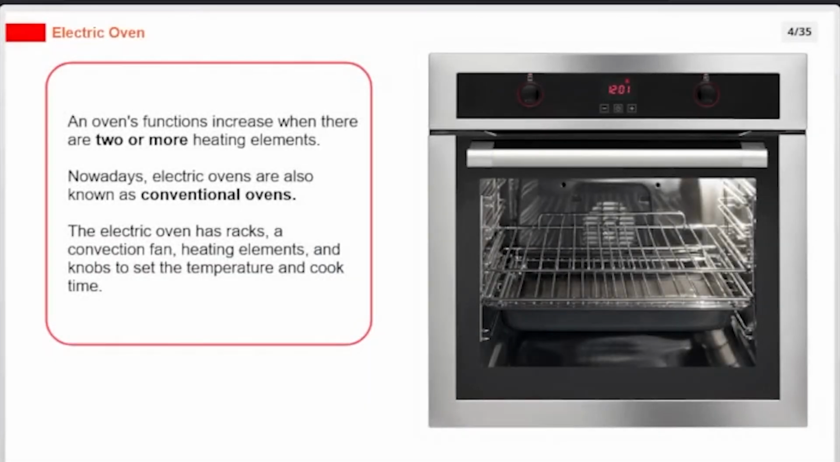An oven's functions increase when there are two or more heating elements. Nowadays, electric ovens are also known as conventional ovens. The electric oven has racks, a convection fan, heating elements, and knobs to set the temperature and cook time.